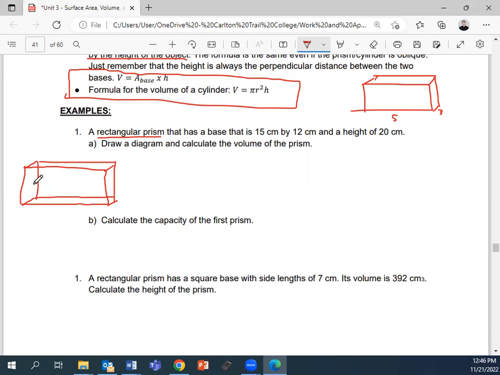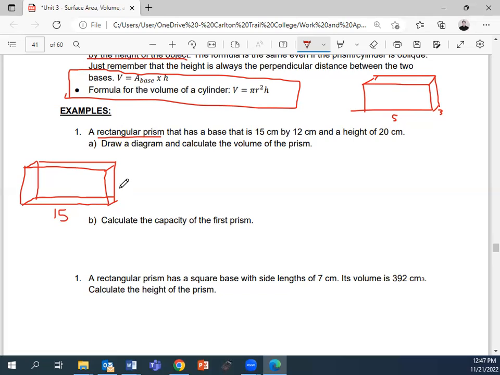So don't go by what the graph looks like, right? Don't go by what it looks like, because I just randomly drew this. It's a wonky rectangle. Wouldn't it be 15 by 12 centimeters? In this case, it doesn't matter where I put the 15 as long as it's connected to the base. I could put the 15 at the bottom.